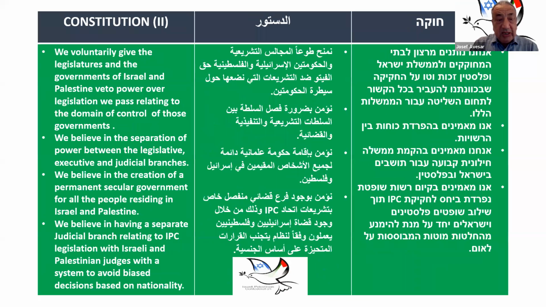And the second important thing is that whenever we pass legislation that has to do with the domain or control of those governments, that legislation would be given a veto power by the Israeli and the Palestinian governments. So if we pass any legislation that interferes with the domain and control of those governments, they will have a veto power. And if they exercise the veto, that legislation will not pass. So that's the important part of the Constitution.